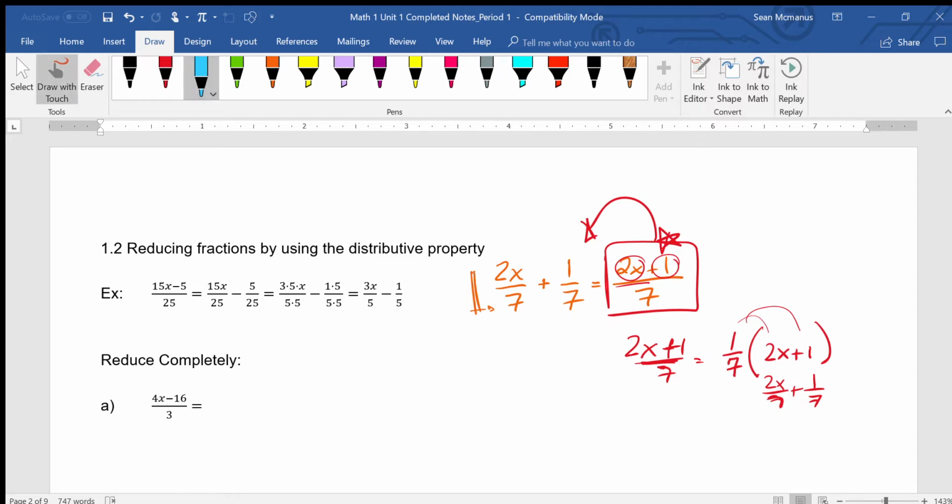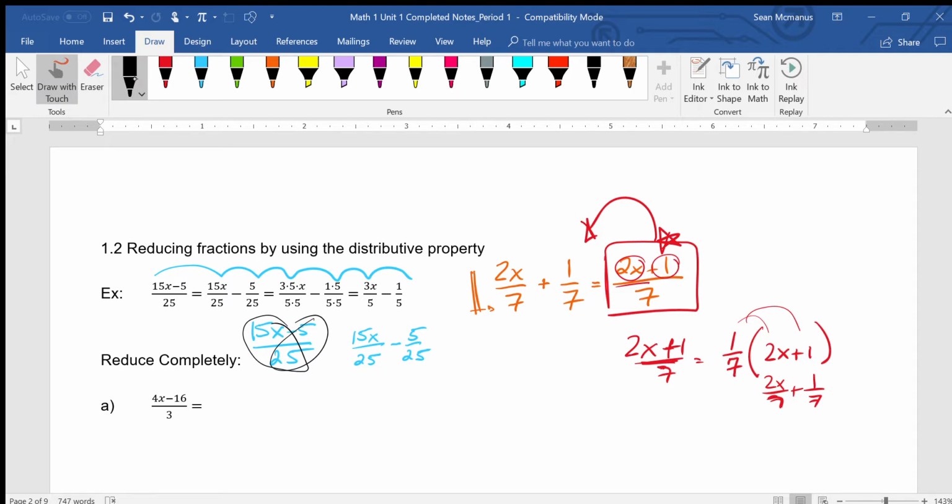If I look at this example right here, instead of going through this whole process, I think if we just take our original expression, the classes of other years have thought about making it a butterfly for some reason. That seems to stick in people's memory, and then I split it up. So I would end up with 15x over 25, and then I'm subtracting, I split it up, 5 over 25. I'm just splitting it up, and then I'm going to reduce, just like we did in section 1.1, by finding a common factor.